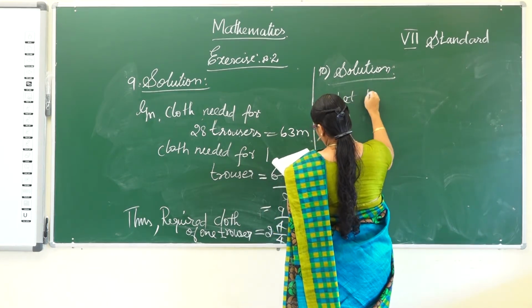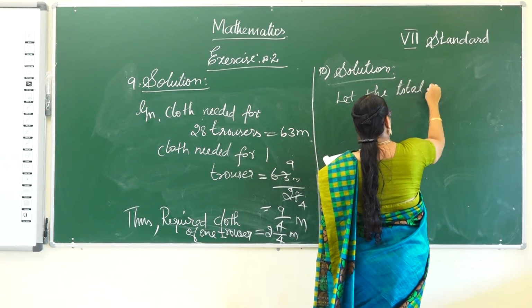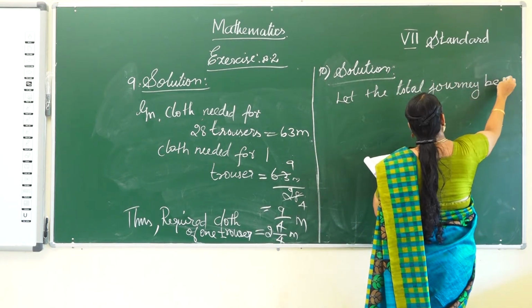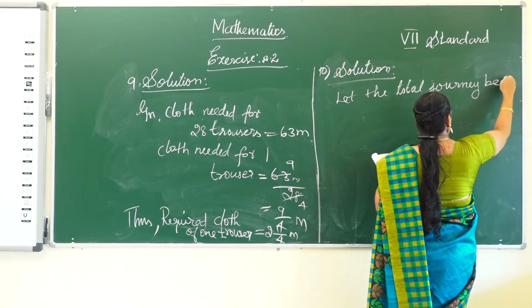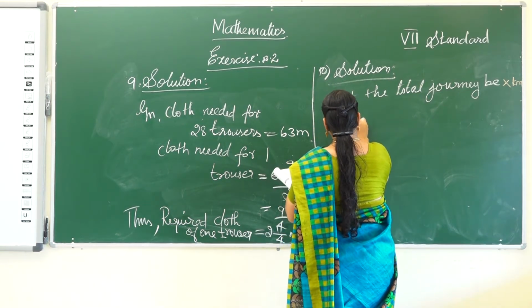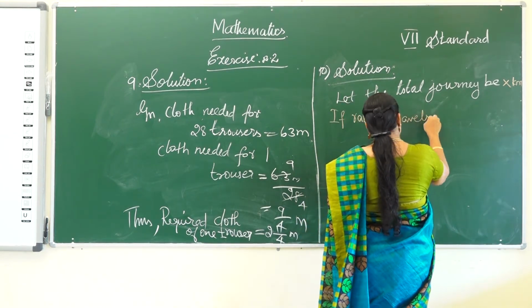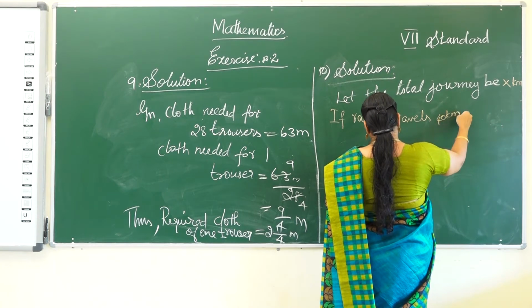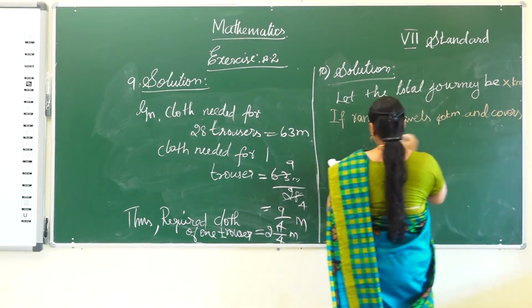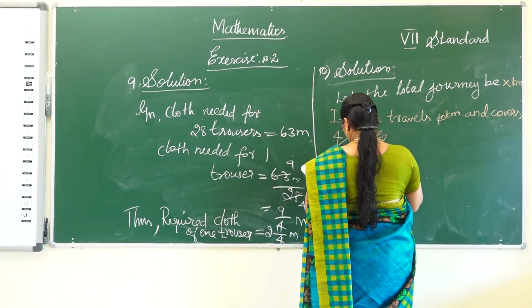Let the total journey be x. Okay, let the total journey be x kilometer. If Ramu travels 40 kilometer and covers 4/5 of the journey.